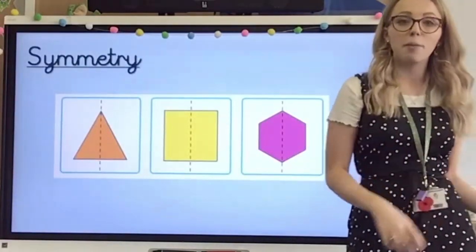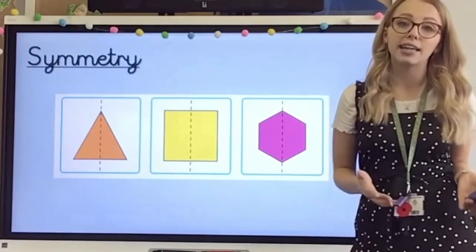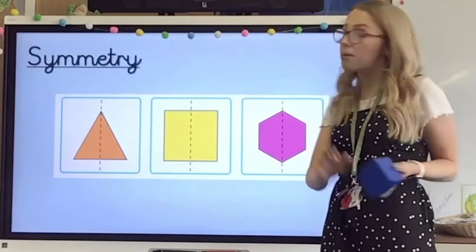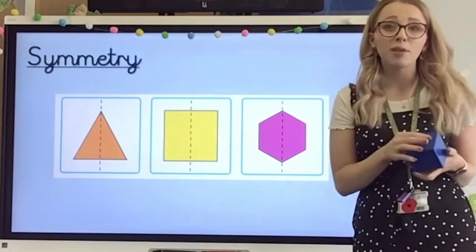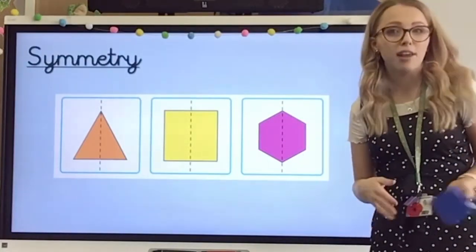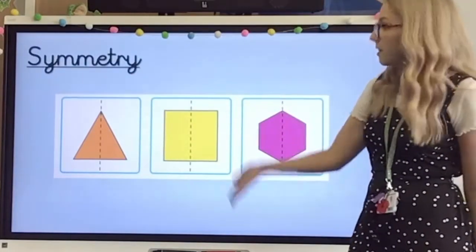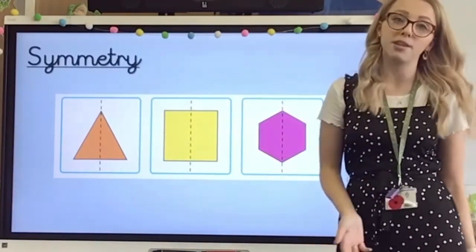As part of this topic, we will also be looking at lines of symmetry, which is a bit like a mirror line through the middle of a shape when both sides look the same. We're going to be finding out which shapes have lines of symmetry, which shapes don't, and why it's important that the line of symmetry runs right through the middle.